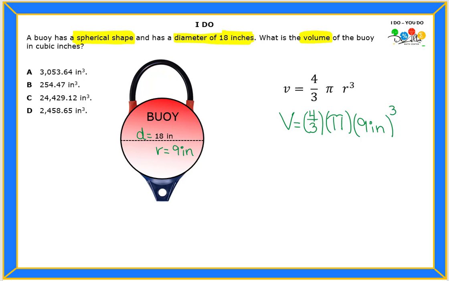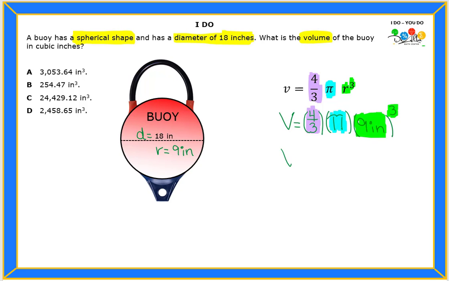Okay, so let's take a look at what I replaced here. So my 4/3 was not replaced. I'm just bringing it down. My pi, I did not replace it. I'm bringing it down. The only thing that I'm replacing for sure is the radius, which is 9 inches. Now, be careful with this. I did say that it has to be to the third power, so make sure that we write down that exponent 3, okay? So that's basically what I use for my formula.